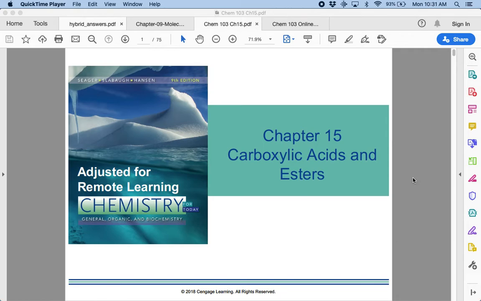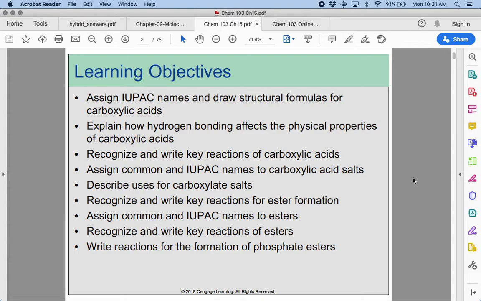Talking about carboxylic acids and esters. So as always, here are the different objectives that we'll be talking about today. It's pretty much the same as what we've done with all of our other functional groups up to this point. We'll talk about how we name them, different properties they have, some important reactions that they do.